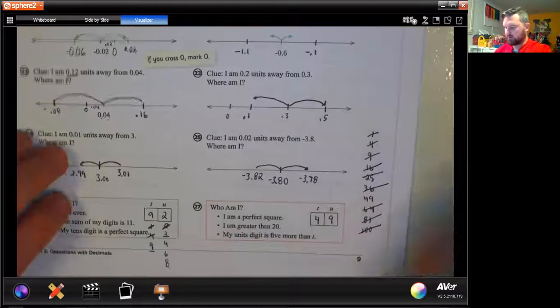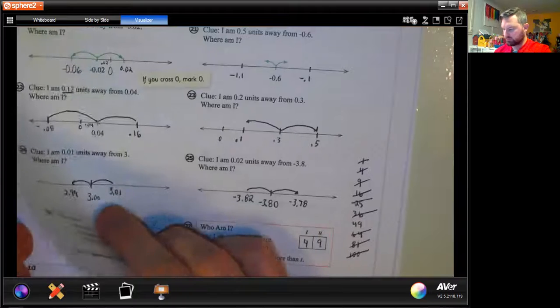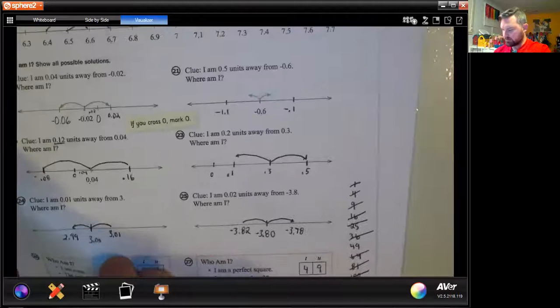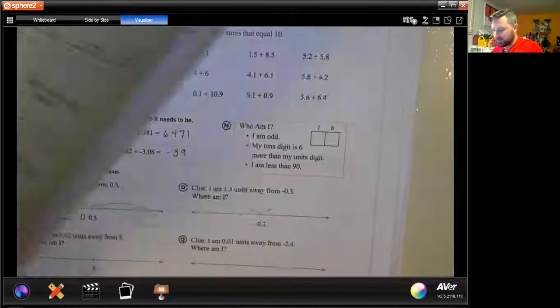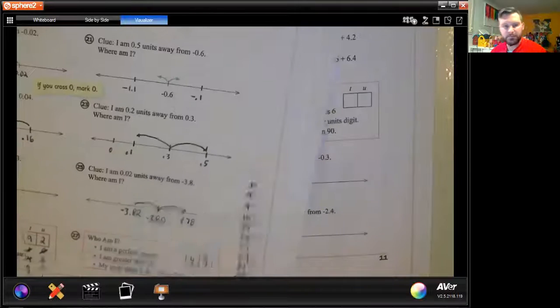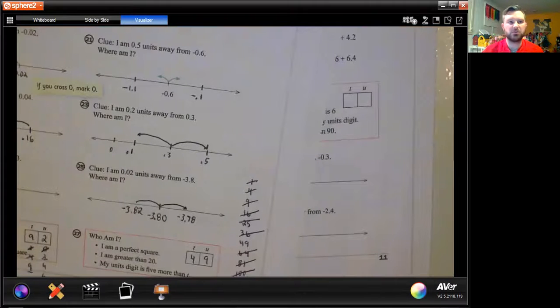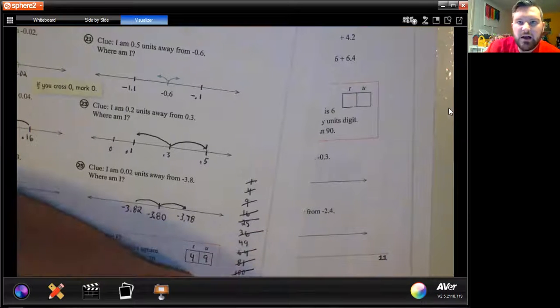Okay, you can, if you want, get started on the additional problems. It looks like those are on page 11 and 12, possibly. So you can get started on those, and then we will look at the second part of this lesson the next day.